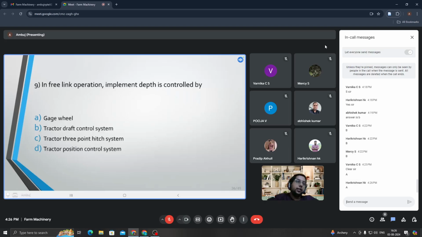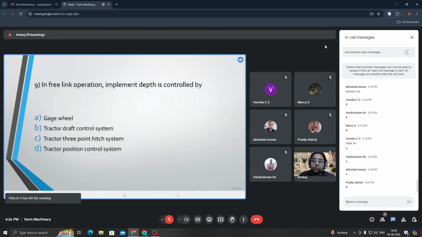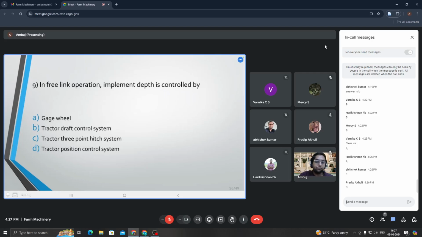Free link operation and restrained link operation are the two operations possible using the tractor 3-point hitch system. In free link operation, implement depth is controlled by gauge wheel, tractor draft control system, tractor 3-point hitch system, or tractor position control system. Which system? Four people have answered: A, D, and then B. Okay, good. I'll move forward.